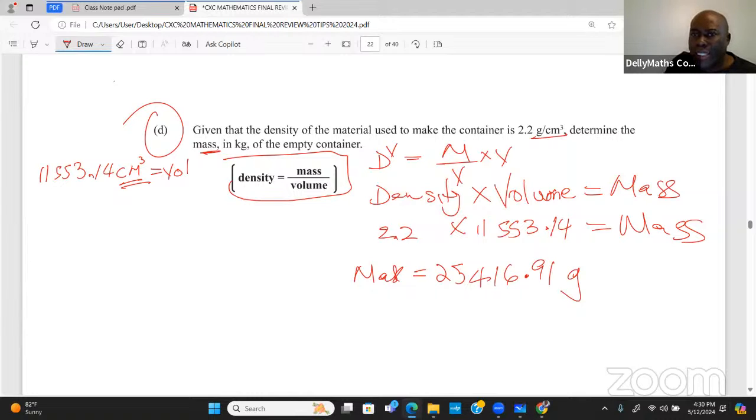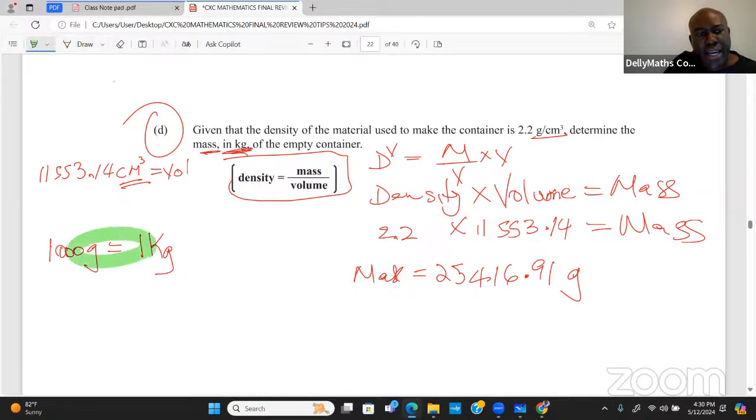So you have to remember context now. This is gram. Now, here's the deal. All right. So this is now gram. The question says in kilogram. Now remember that 1,000 gram, my bad, 1,000 gram give you 1 single kilogram.